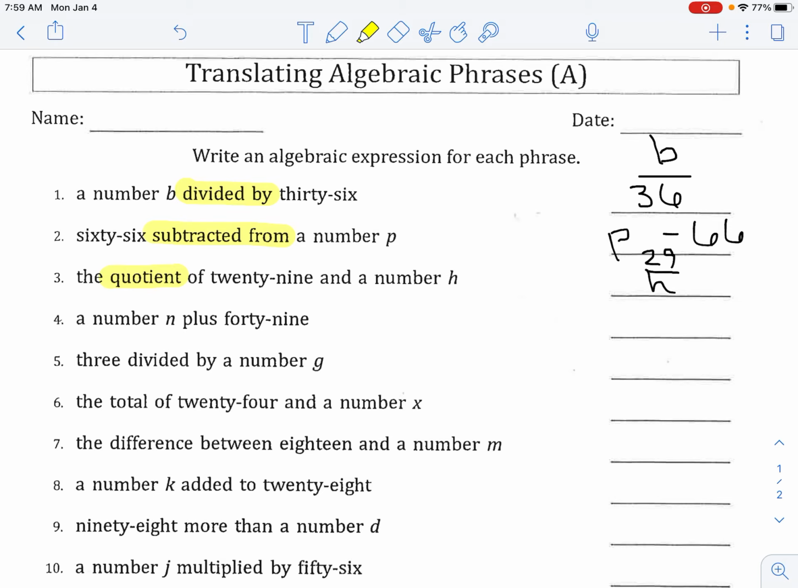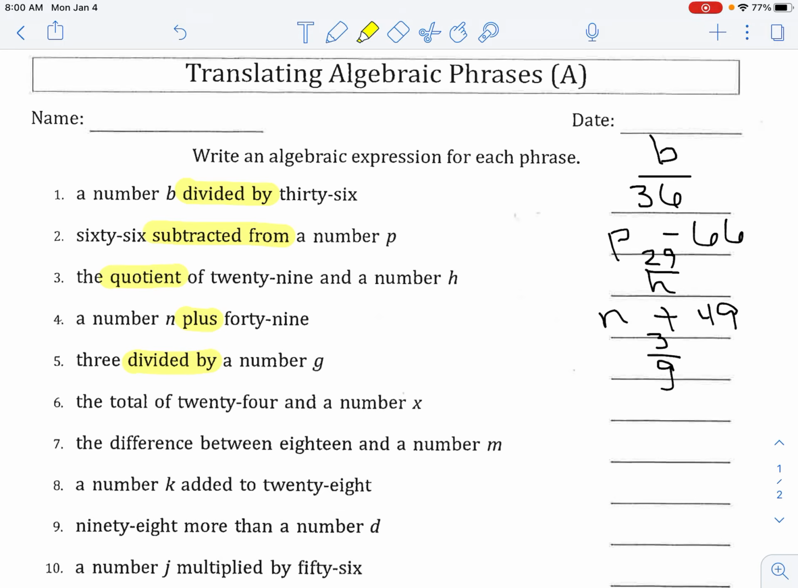Number four, a number n plus, so that clearly tells me this is going to be addition. I can put my plus sign over here. A number n plus 49, so n plus 49. Number five, 3 divided by a number g. Divided by, we need a fraction bar, and we're dividing 3 by g.